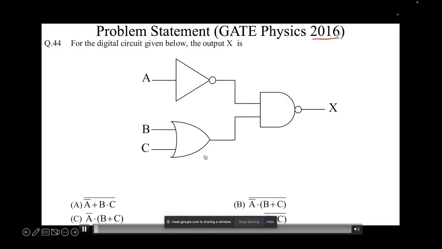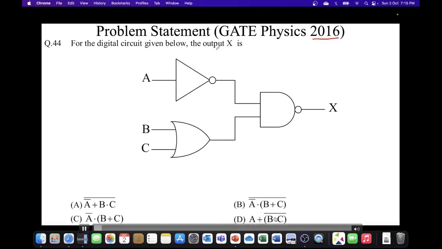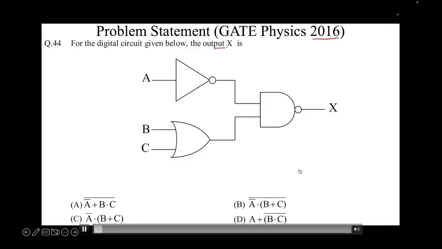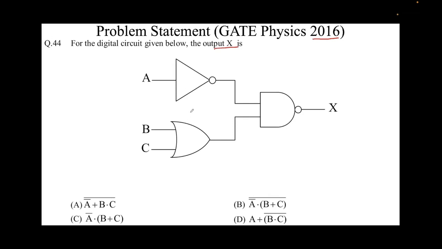The question from GATE Physics 2016 reads as follows. For the digital circuit given below, the output X is... We have been given a circuit with three logic gates, and we are required to find the output X, which is on the right side. The three inputs are A, B, and C, and we have been given four options. This is a multiple choice question with only one correct option, and we have to choose the correct option.